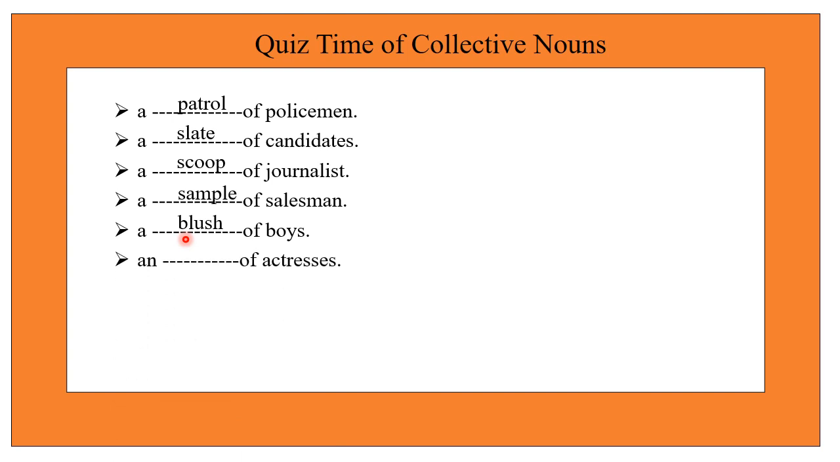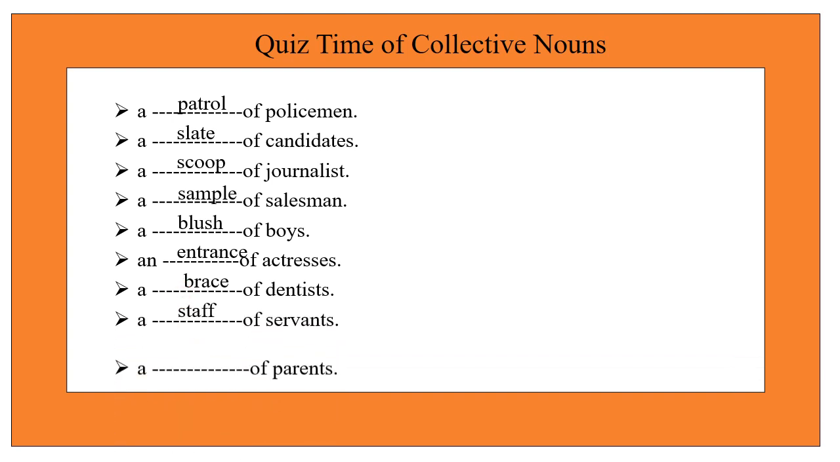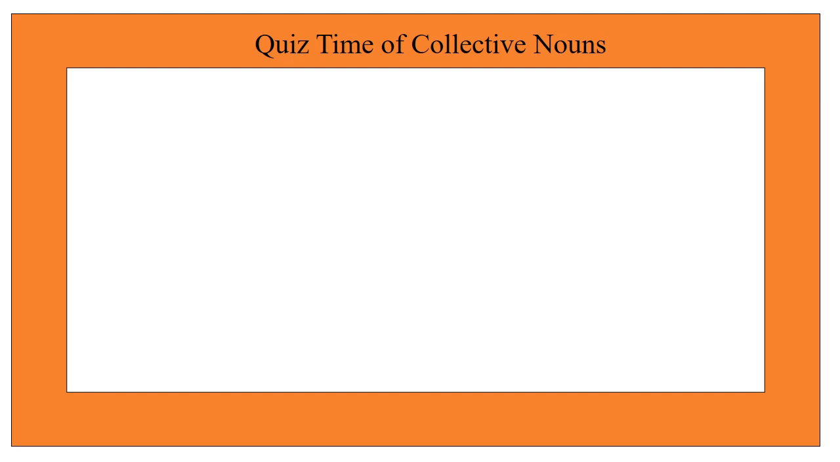Okay. A dash of actresses. An entrance of actresses. Next example. A dash of dentist. A brace of dentist. A dash of servants. A staff of servants. Next example. A dash of parents. A persistence of parents. So let's see the another example. A dash of judges. A bench of judges.